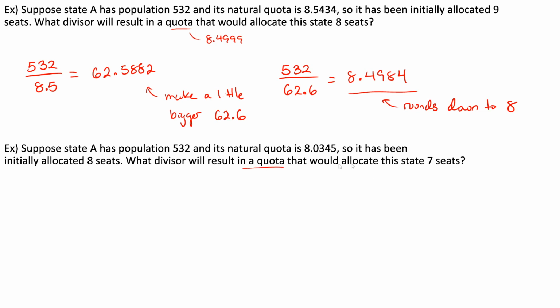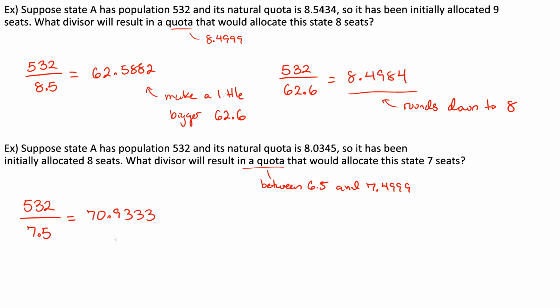So for a quota to give this state 7 seats, we would need anything between 6.5 and 7.4999. So any quota between here would work. It's going to be a lot easier to force a quota to come out to be something like 7.4999 than 6.5, so we'll look for something around here. So we would take our state population, 532, divide it by 7.5. This comes out to 70.9333. So this tells us if we use this divisor exactly, we're going to get a quota of 7.5.